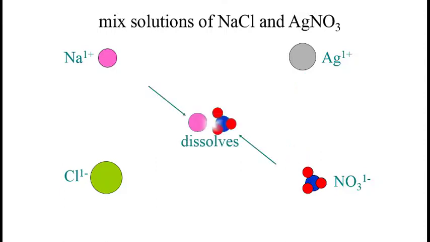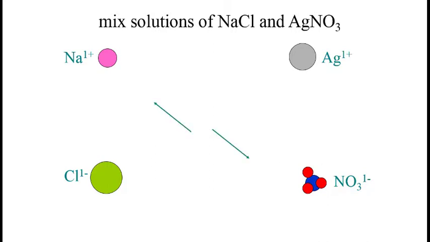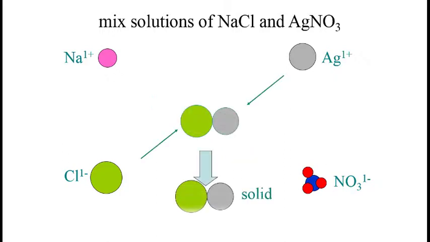Sodium and nitrate are a possibility. However, if we were to test the solubility of solid sodium nitrate, we would find that it dissolves. We also know that it is soluble by our solubility rules, so that combination of ions would not form a solid. The only other combination remaining is silver and chloride. We can identify the solid as silver chloride.